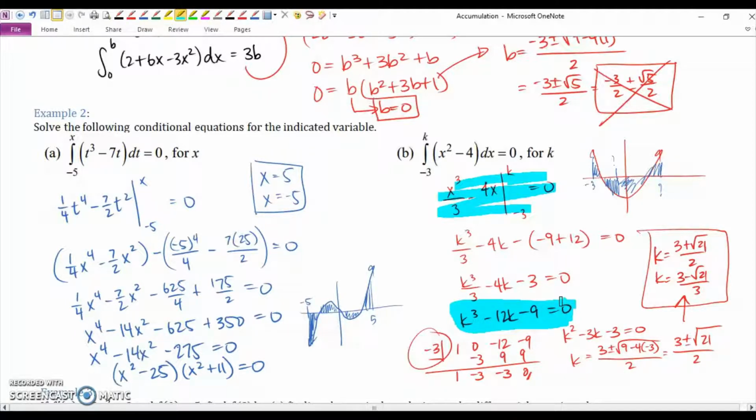And so I went with synthetic division, and I tested -3. Why? Because I understood that this net accumulation was going to equal 0. So one answer would have to be going from -3 to -3. There would be no accumulation there, right? So I knew that had to be an answer, and I plugged it in, and lo and behold, it was an answer. It gave me this leftover right here, and then I took this leftover, used the quadratic formula, and found the other two answers. And then just for my amusement, I graphed it.